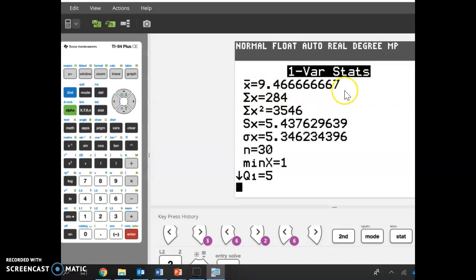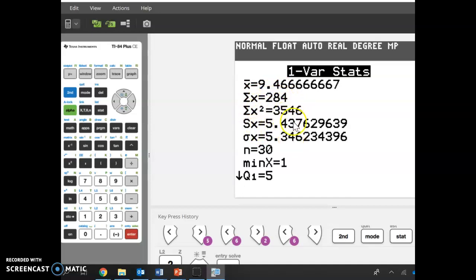So there's my mean. It did a lot of work for us, but you've got to know what you're looking at. Okay? A lot of this stuff is very important. Some of it we use right now. Some of it we will use later in this unit or in other future units. But right here's our mean. It's 9.46 repeating. Okay. This is just the sum of x. We'll need that later. The sum of x squared we'll need later.